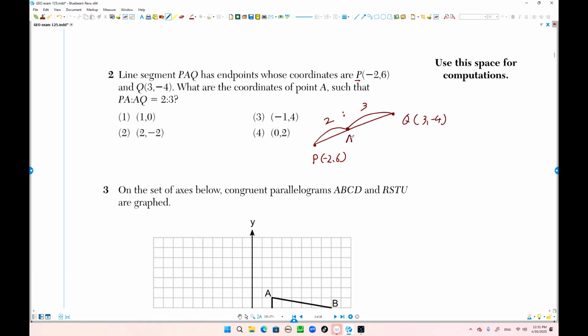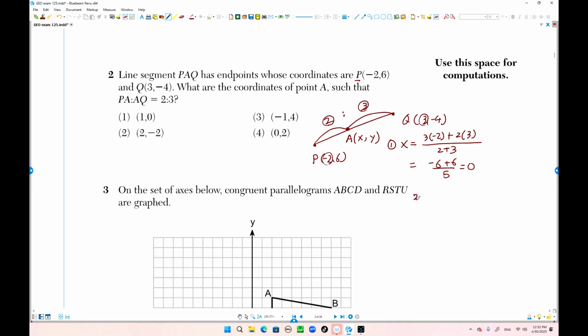That's the point A. I'm going to write the x coordinate and y coordinate. If you use the formula, that is easy. What is the value of x? The formula is 3 times x1, 3 times negative 2, plus the next one, 2 times 3, and divide by the sum of the ratio, 2 plus 3. That equals negative 6 plus 6 over 5, equals 0, right?